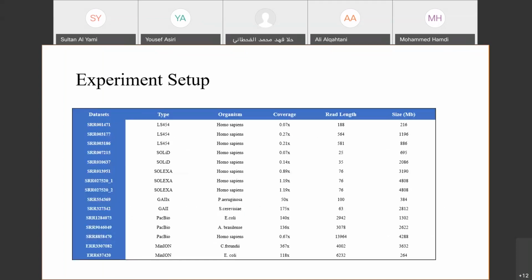Our datasets contain 15 files from different species and different technologies. The coverage depth is in the range of 0.07x to 367x. They have different read lengths. Some files have varying read length within the file itself. We also have others that have short reads like 25 bases and long reads like around 6,000 and more. Finally, the datasets are in the range of around 200 megabytes up to almost 5 gigabytes.